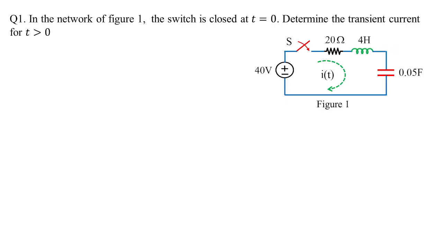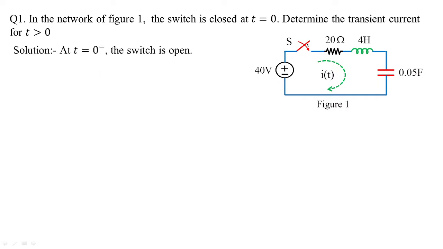Let us start with the basic problem. Here you can see we have 40 volts supplying 20 ohms, 4 henries and 0.05 farads when the switch is closed. And we need to find out the transient current. For this, we are going to start with the basic conditions.